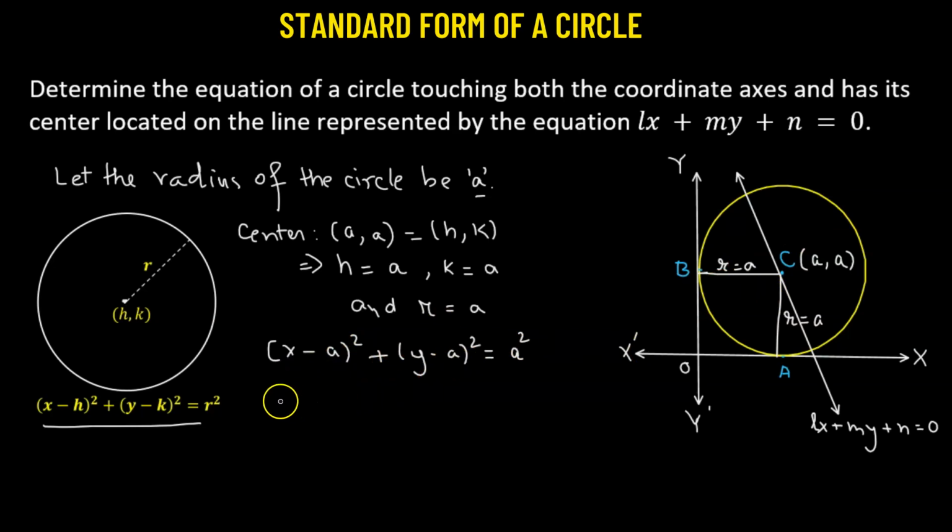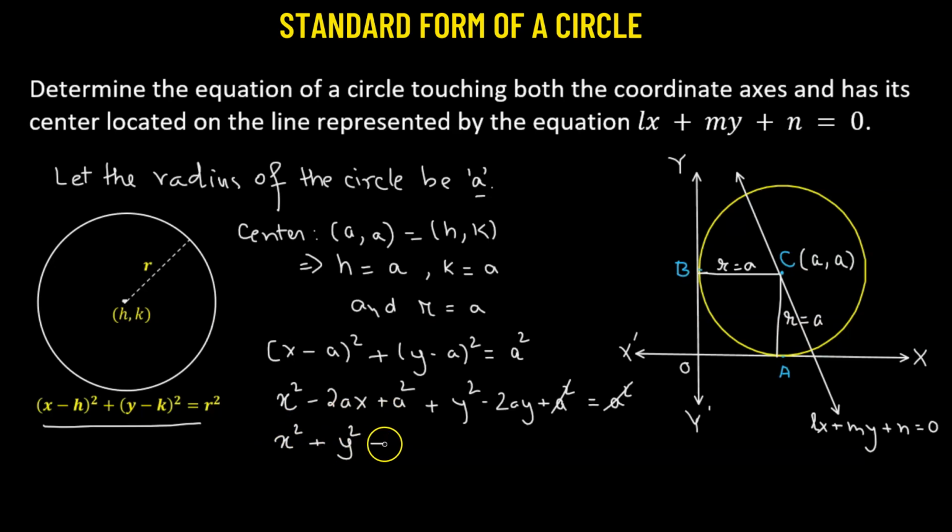Now what we'll do, we'll expand it. So this is going to give us x squared minus 2ax plus a squared plus y squared minus 2ay plus a squared equals a squared. The a squared gets cancelled out from the left hand side and the right hand side, and we're left with x squared plus y squared plus a squared minus 2ax minus 2ay equals 0. We're going to label this as equation number 1.